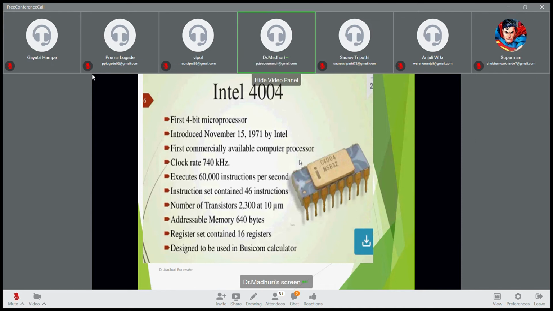Now 8 bit means 1 byte. I think you know this very well. 16 bit means what? It is 2 bytes. So here is the very first processor, the Intel 4004 processor. It is a 4-bit processor. That means it has the capacity to accept 4-bit data.